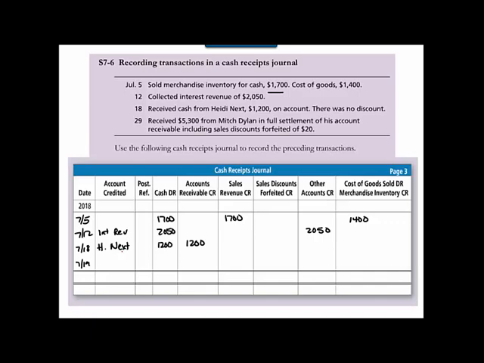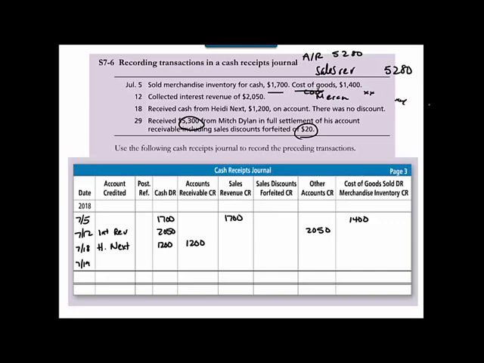And then on the 29th, Mitch Dillon paid me to settle his account in full, including the sales discount forfeited. So the sale was for $5,300, but when I recorded that sale, I was assuming he was going to take this $20 discount. So I would have debited accounts receivable for the $5,300 minus the $20 discount. I would have debited accounts receivable $5,280 and credited sales revenue $5,280, and then I would have had cost of goods sold. Look, it's already written there.